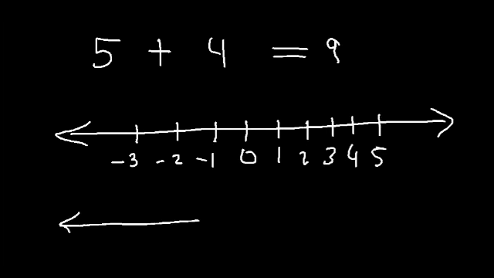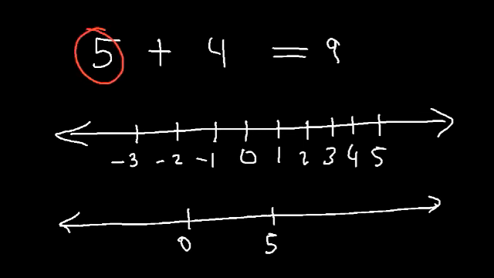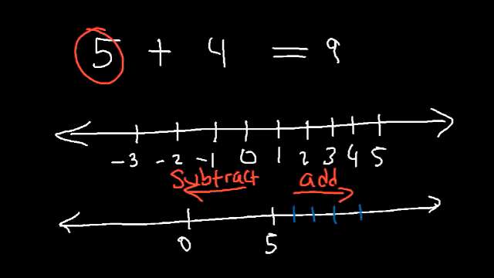But now, let's start from 5. Let's say 0 is over here and this is 5. Starting from 5, you want to add 4. If you wish to add, you need to go to the right. If you want to subtract, you need to move to the left side. So since you want to add 4, we're going to go 4 units to the right. So 1, 2, 3, 4, and we're going to stop here. So this is going to be 6, 7, 8, 9. Therefore, 5 plus 4 is 9.